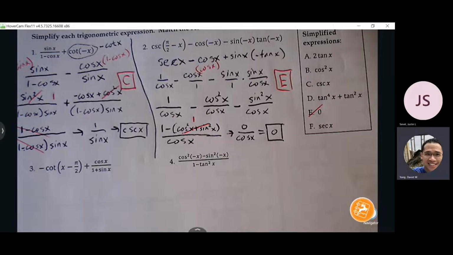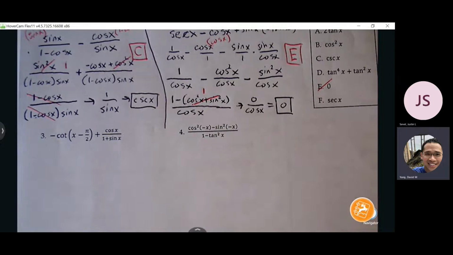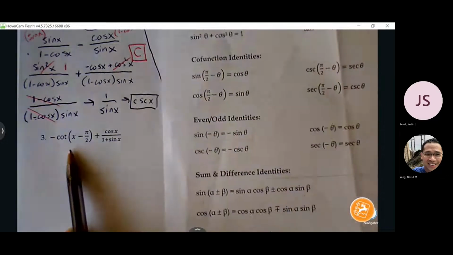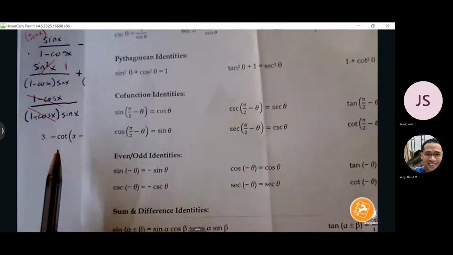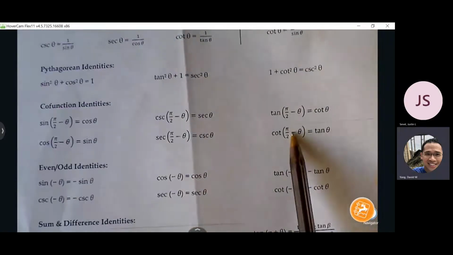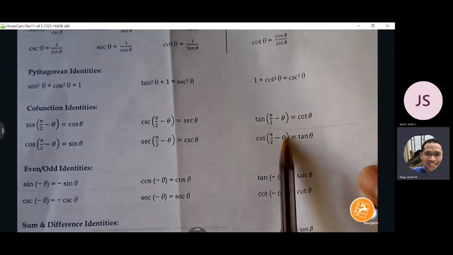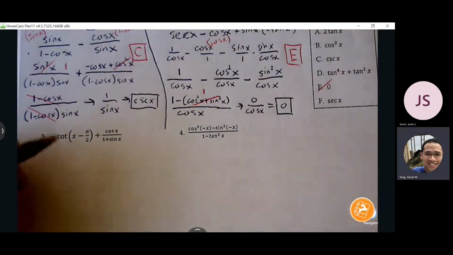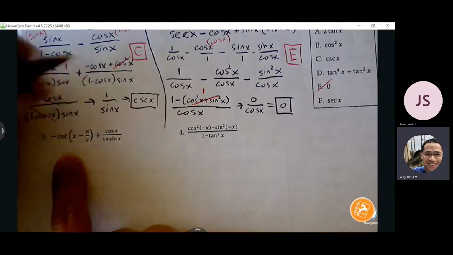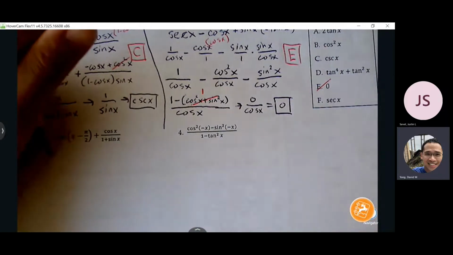All right, number 3. Cotangent of x minus pi over 2. Cofunction as well. But notice that it's x minus pi over 2 instead of pi over 2 minus x. So that's just going to change my sign here. So the negative is going to come out of that. So I have 2 negatives, which makes it just positive, and cotangent turns into tangent.